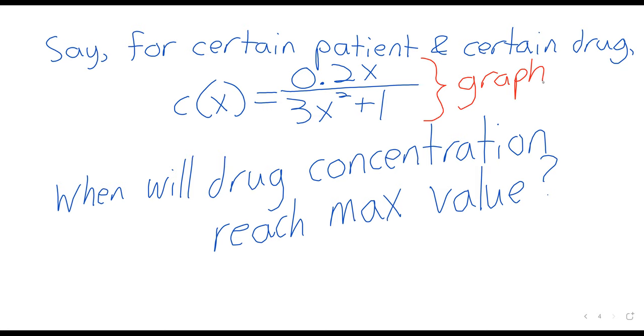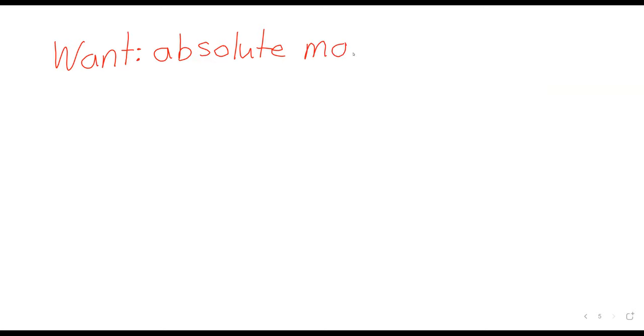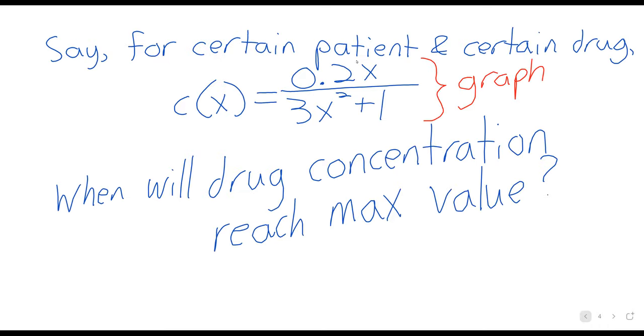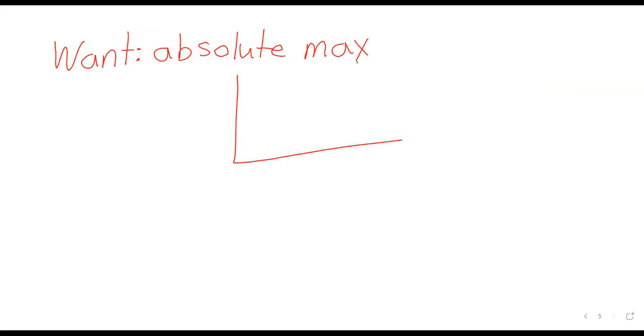Here's sort of the issue that this example is presenting us. What do we want? Well, we want the absolute maximum, right? Suppose we ask this problem, and try to just clear your mind, suppose I haven't already told you what C of X looks like. And maybe C of X looks like this. And there is no absolute maximum.